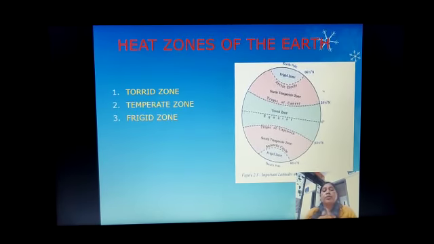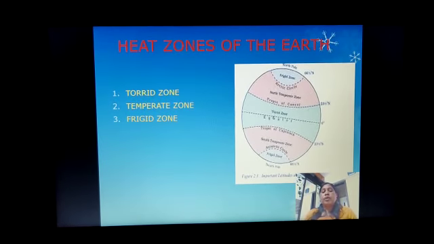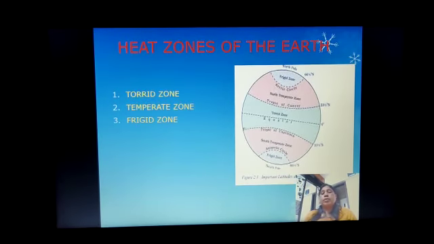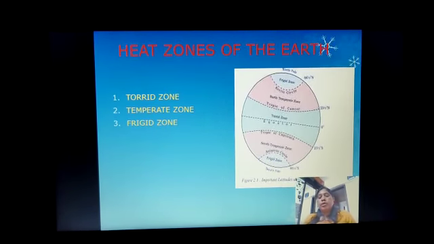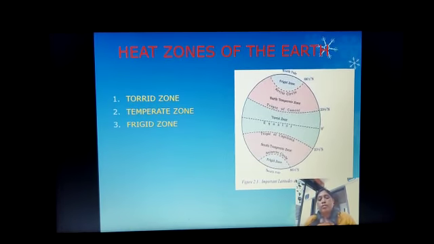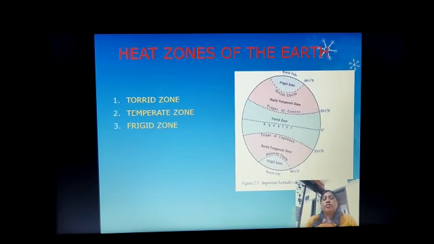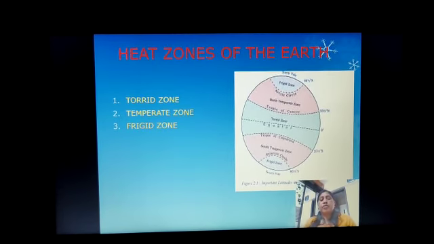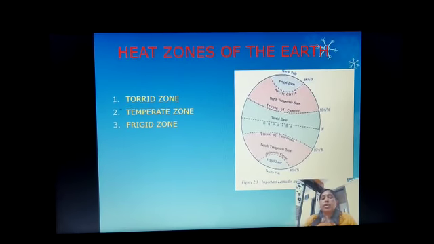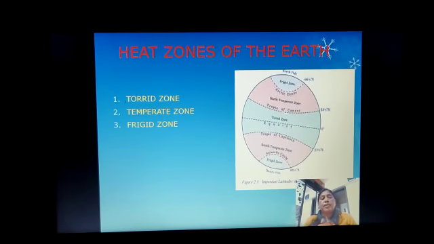Next, the temperate zone. Temperate zone lies between the Tropic of Cancer and Arctic Circle in the northern hemisphere and between the Tropic of Capricorn and Antarctic Circle in the southern hemisphere. Temperate zone has a moderate climate, neither too hot nor too cold, as the angle of the sun's rays goes on decreasing towards the pole.